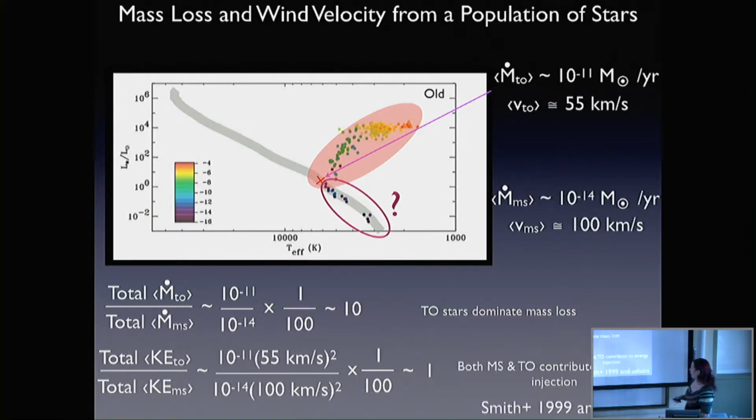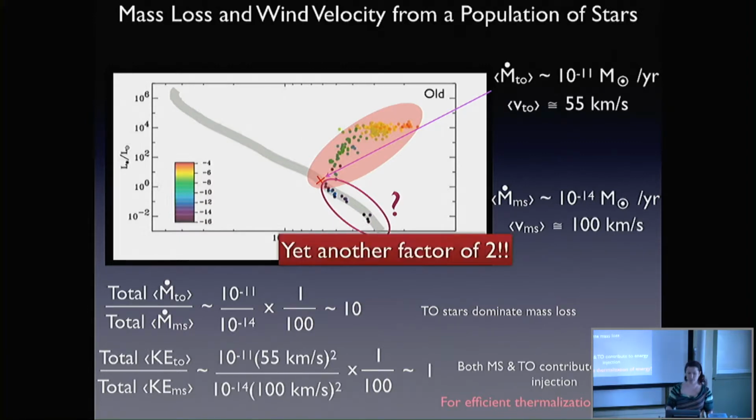This was an idea put forth by Smith. I think there's also a 2004 paper. And this is assuming some effective thermalization between these populations of stars. So unfortunately, this is another factor of 2 that we have to worry about.